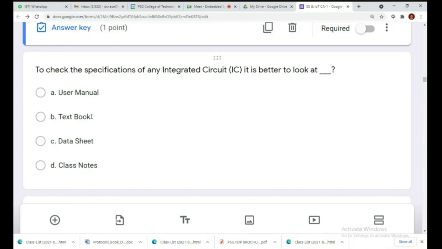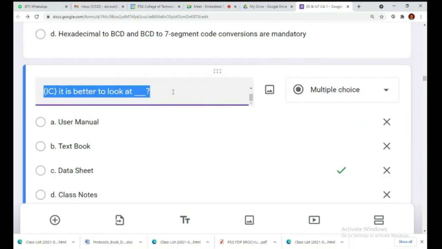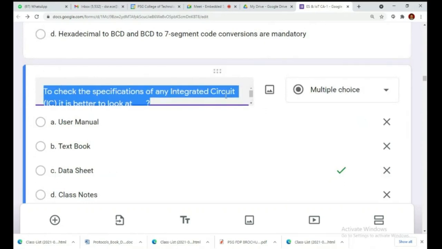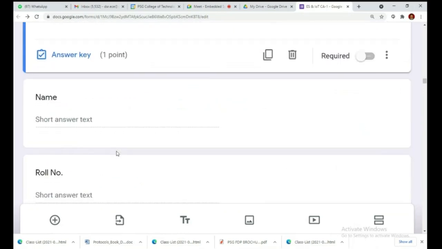If we study the syllabus, you need a textbook. And if you need a syllabus, you need class notes. But for the specification of an IC, integrated circuit, whenever there is an IC, it is mandatory to look at the data sheet. So data sheet is the right answer, as all of us know.